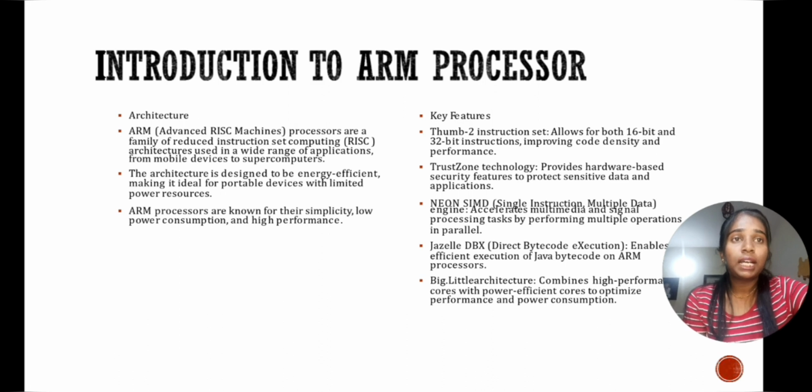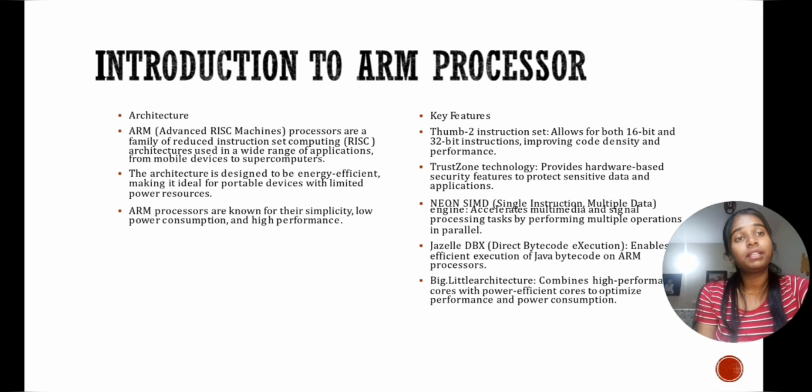The key features are the Thumb instruction set, which allows both 16-bit and 32-bit instructions, improving code density and performance. TrustZone technology provides hardware-based security features to protect sensitive data and applications. NEON SIMD, that is single instruction multiple data engine, accelerates multimedia and signal processing tasks by performing multiple operations in parallel. big.LITTLE architecture combines high performance cores with power efficient cores to optimize performance and power consumption.